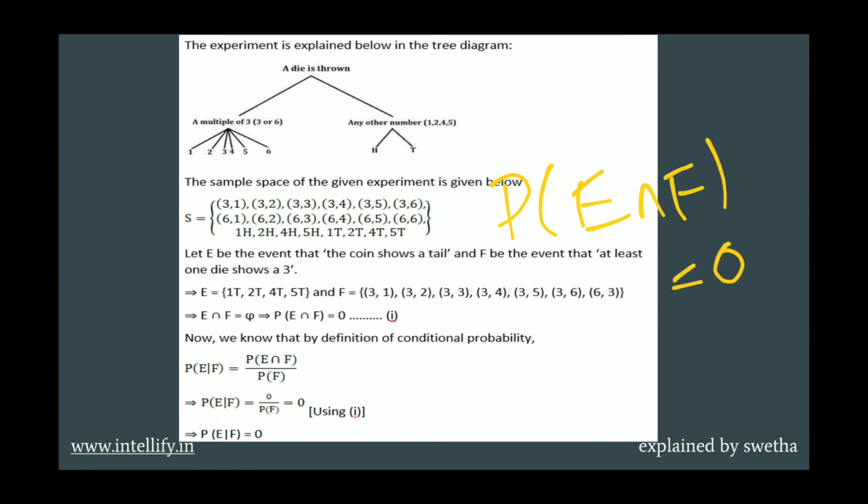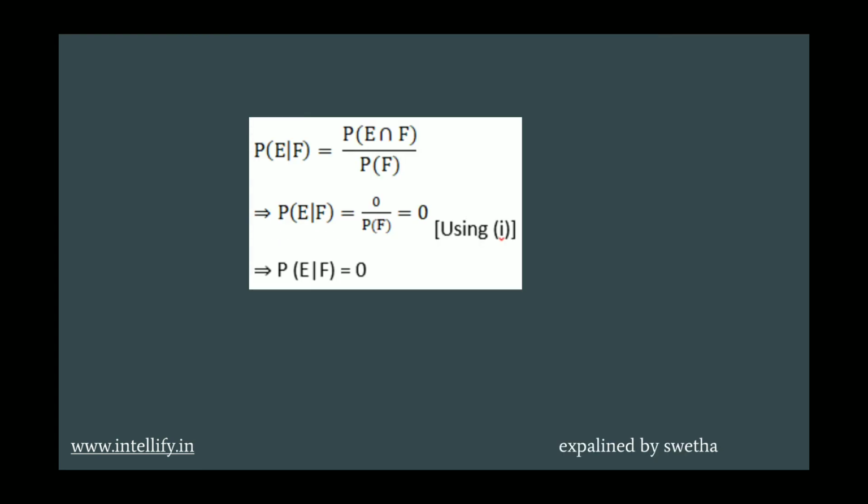From the conditional probability, we know that probability of E given F is equal to probability of E intersection F divided by probability of F. Therefore, since probability of E intersection F is equal to 0, the conditional probability of E given F is also equal to 0. So we get the final answer: probability of E given F is 0. And thank you.